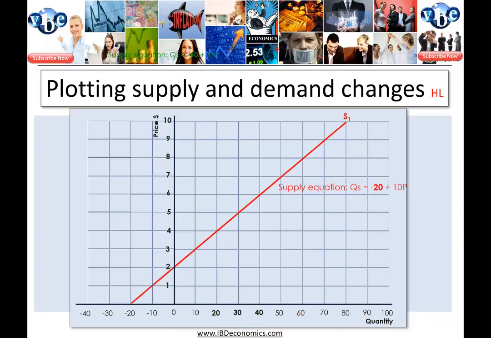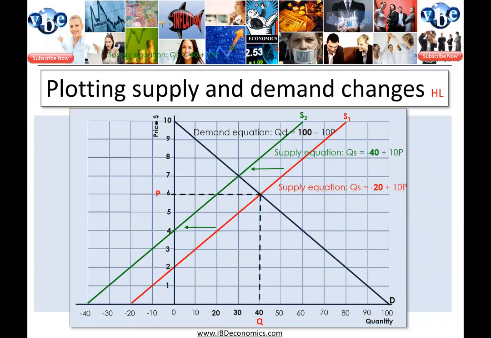Okay, so we need to plot any supply and demand changes. So here goes the supply function, QS equals minus 20 plus 10p, and our demand equation, QD equals 100 minus 4p. And we can see at equilibrium, the price is $6, and the quantity demanded and supplied is 40.